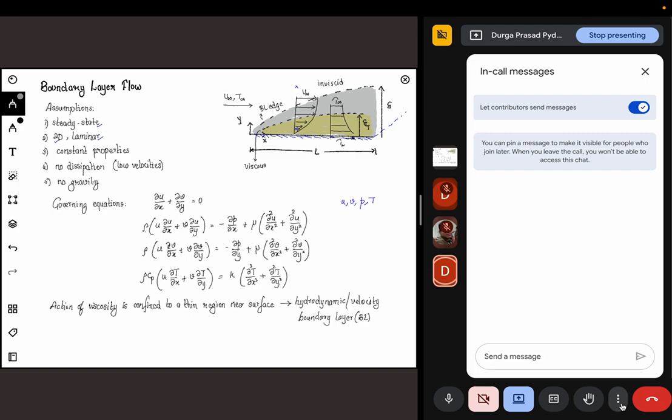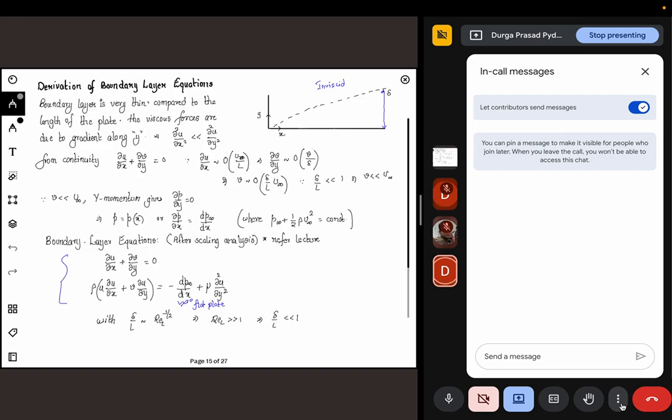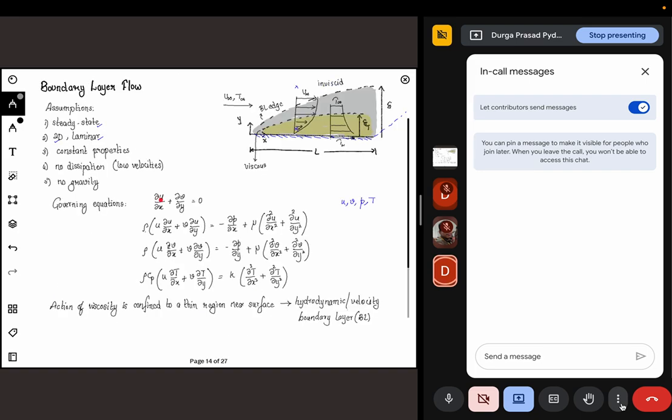What he did is something called scaling analysis, where he tried to understand which terms to neglect, because only then will I be able to solve them. To decide which terms to neglect, he came up with scaling, where he said that this particular velocity u will be scaled with u infinity. So you will say u is of order u infinity, which means that if u infinity is 0.1 meter per second, this u will also be somewhere close to 0.1, and x will be in the order of L.